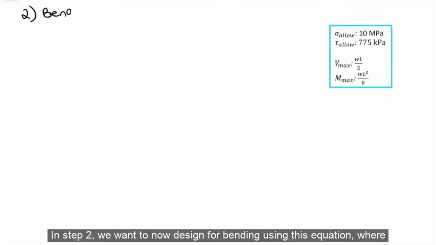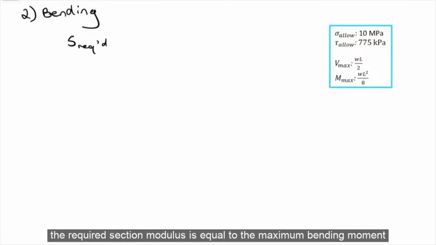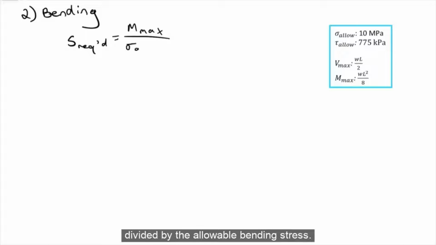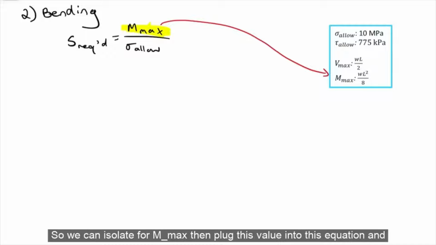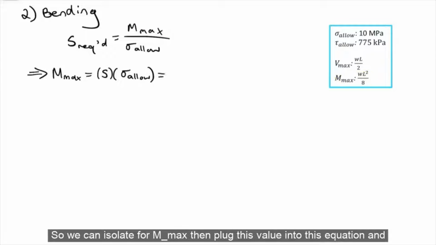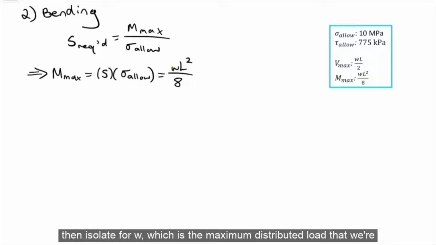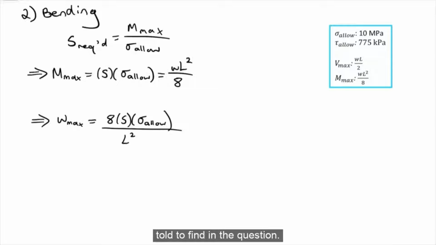In step 2, we now want to design for bending using this equation, where the required section modulus is equal to the maximum bending moment divided by the allowable bending stress. We know that Mmax is simply this, which we found from step 1. So we can plug this value into this equation, and then isolate for W, which is the maximum distributed load that we're told to find in the question.